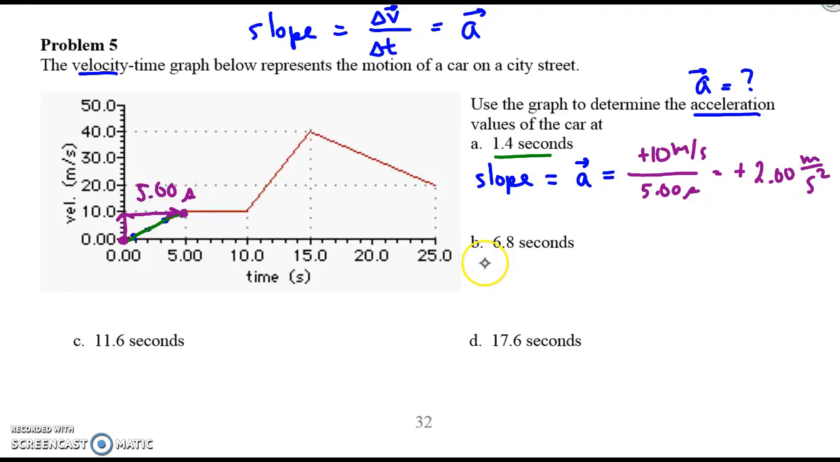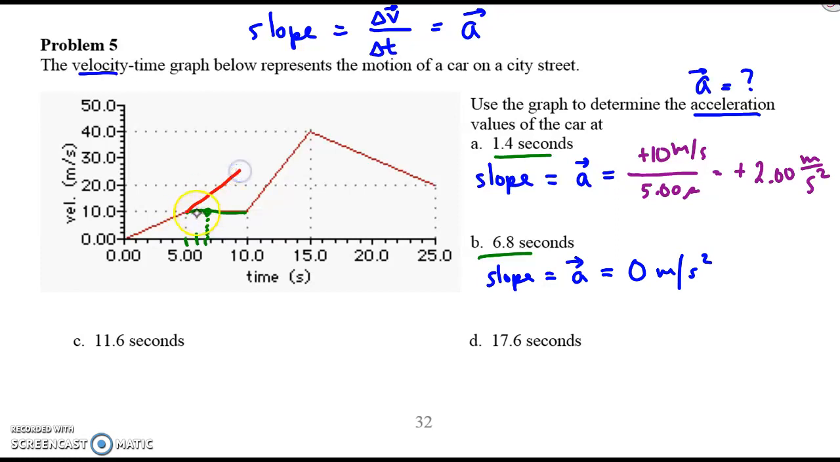At 6.8 seconds, moving on to B. Okay, so 6.8 is maybe somewhere around here. What do we notice? At this point, we are on a flat horizontal line. Remember, the entire line has one slope because it's straight, and that one slope tells us the acceleration. So what is the acceleration of a horizontal line? The answer is 0. If you were to try and do rise over run, this does not rise or fall. So there is 0 rise and thus 0 slope.